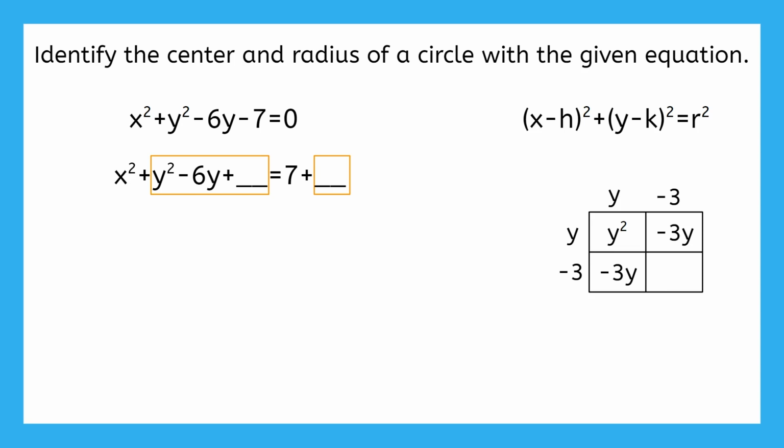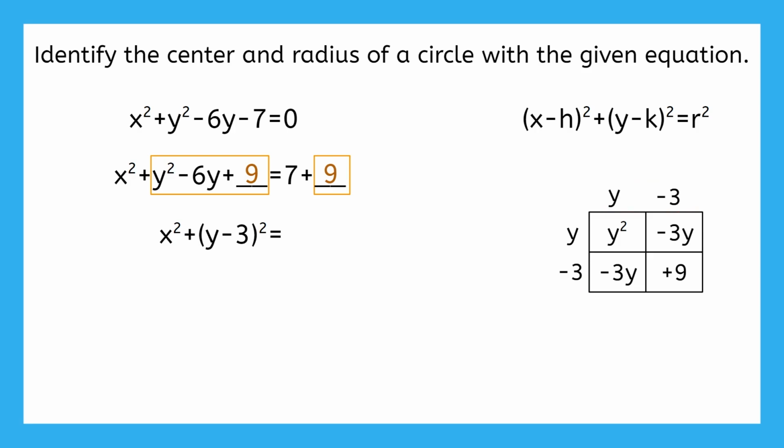Remember, the -6y gets split evenly to get -3y for 2 of the boxes. And the new number we had to add in was -3 times -3, which is +9. We have to add 9 to both sides of our equation to keep it balanced. Then we rewrite the expression from the orange box as a binomial squared. Since we had this binomial times itself, that is the same thing as squaring it.